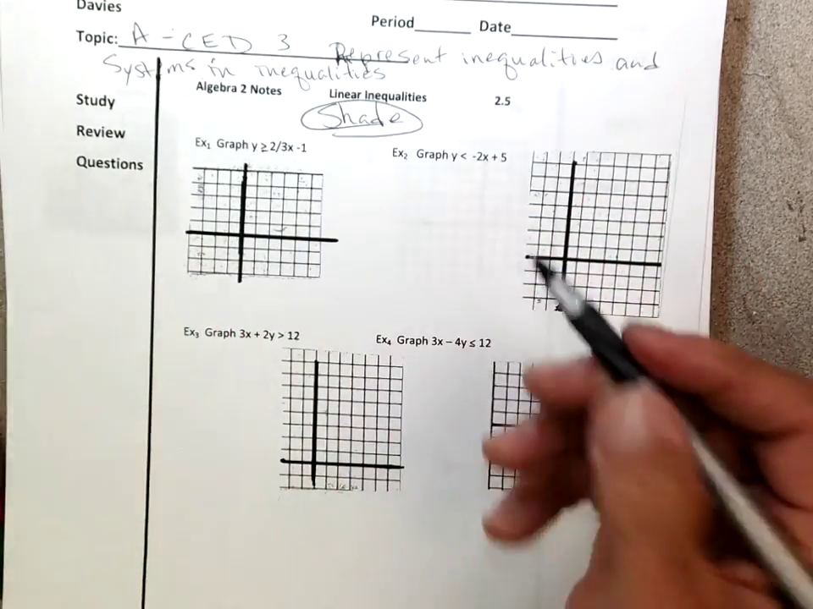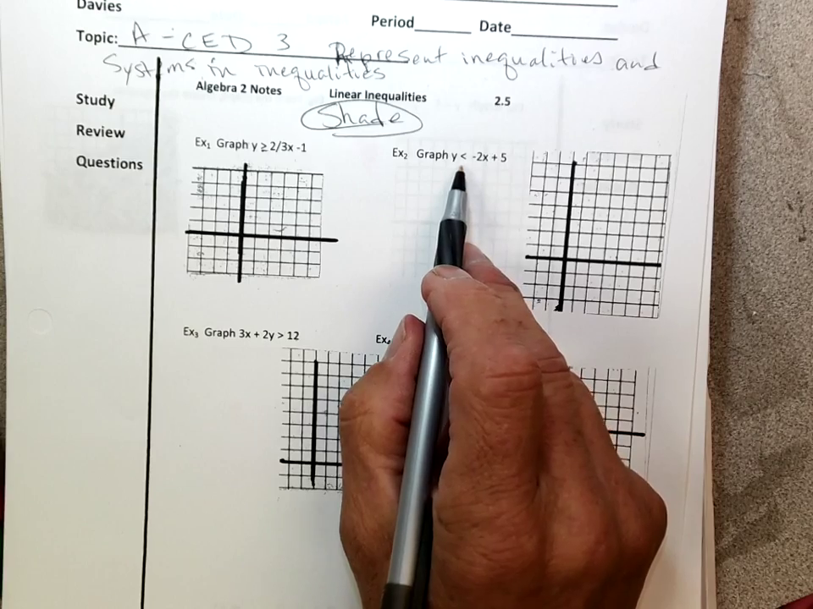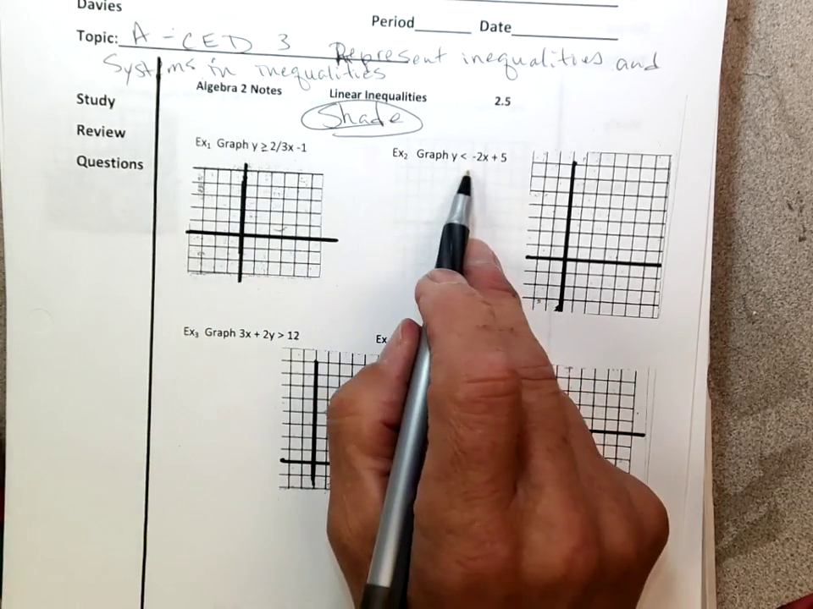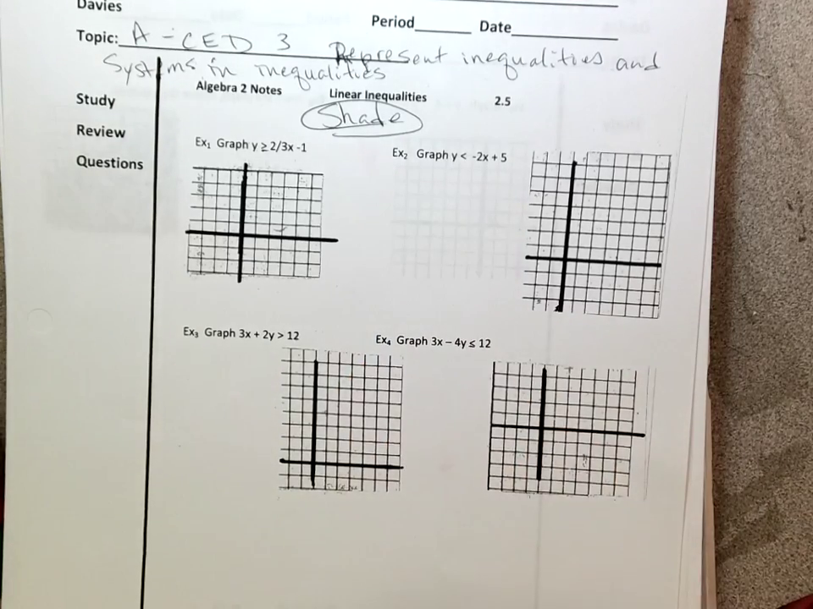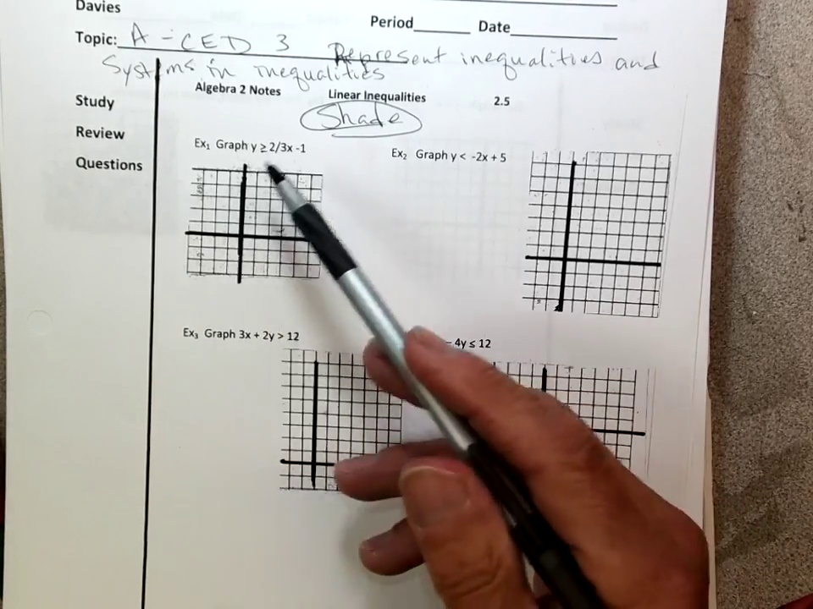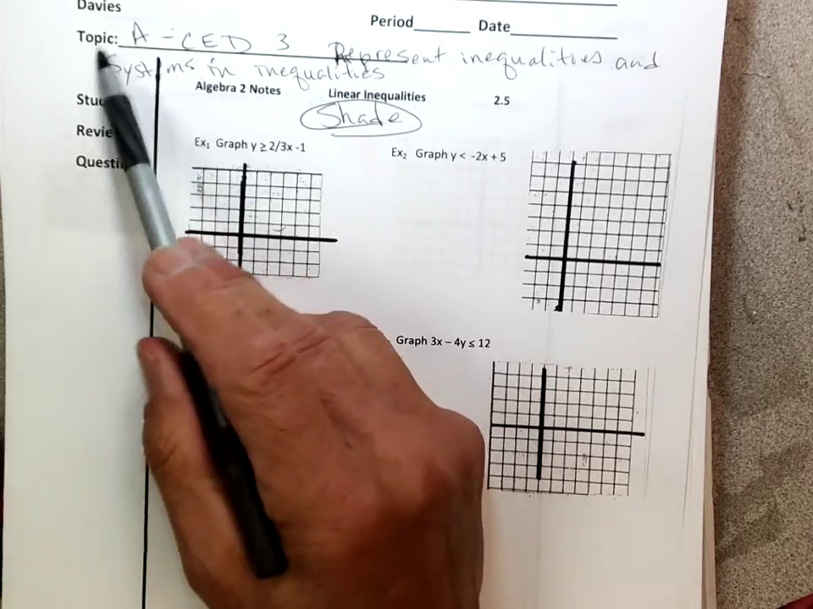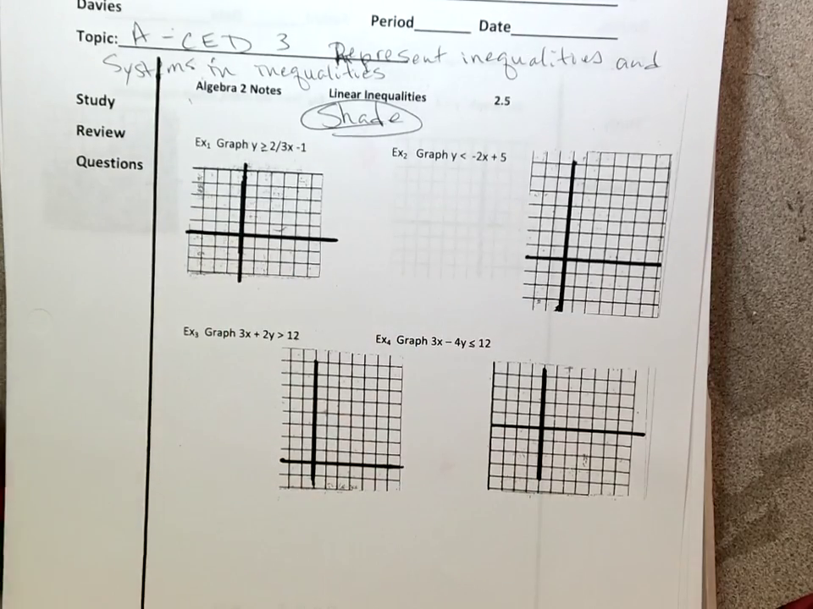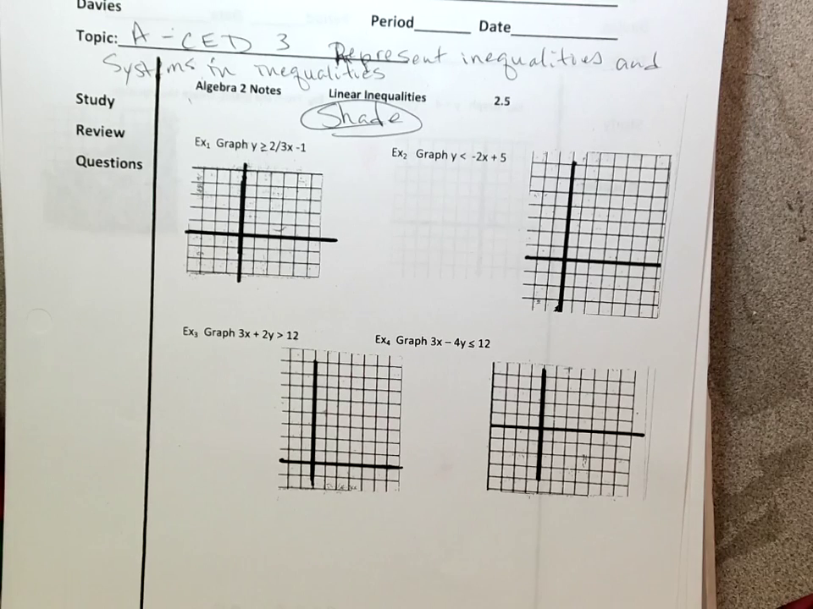Now, inequalities are these Pac-Man symbols. We don't really call them Pac-Man symbols, but you know, the greater than or equal to, less than, okay? These are our inequalities. When it says systems, that's where we may shade two graphs together. If you graph two or more graphs together, that's a system. So let's take a look at example 1.